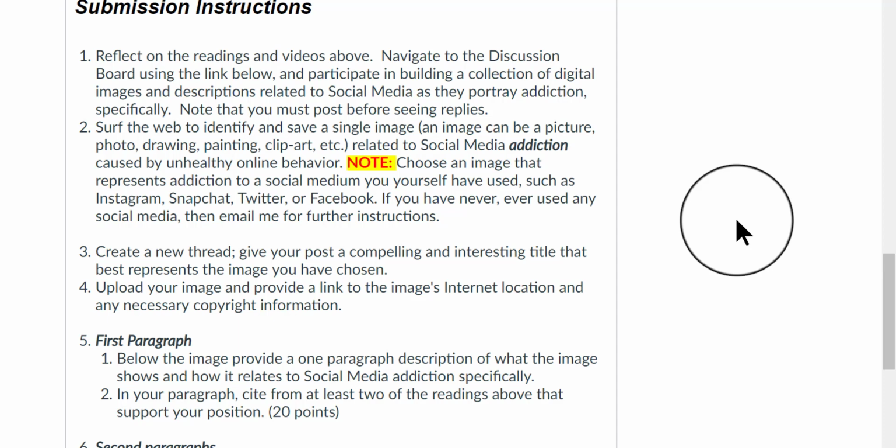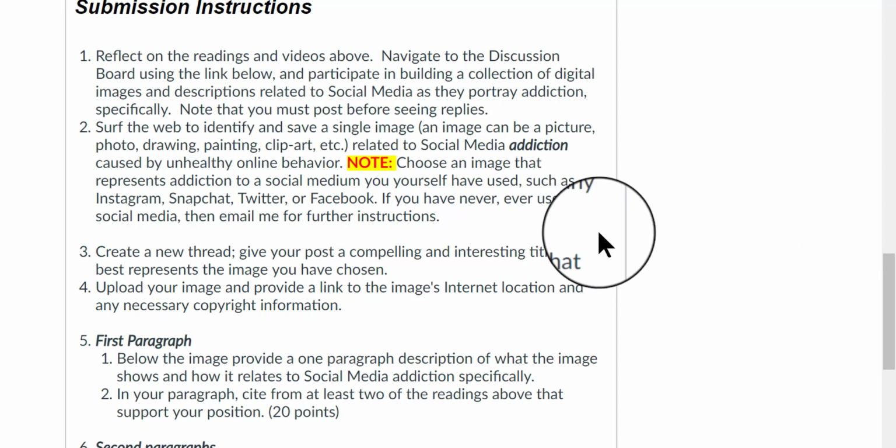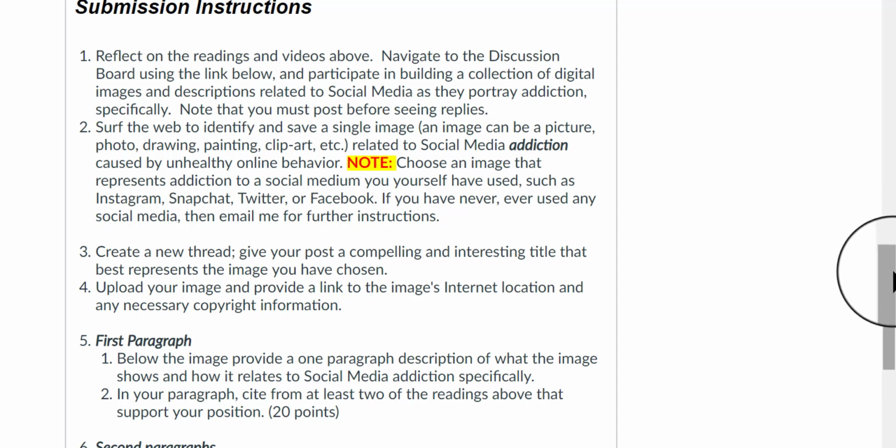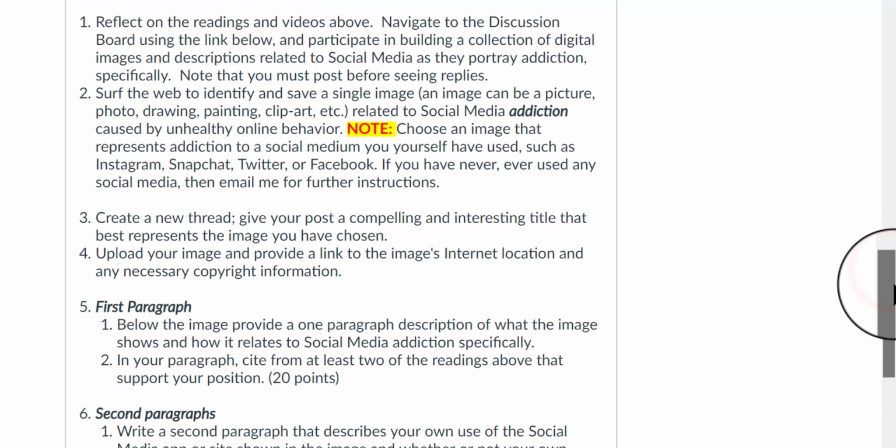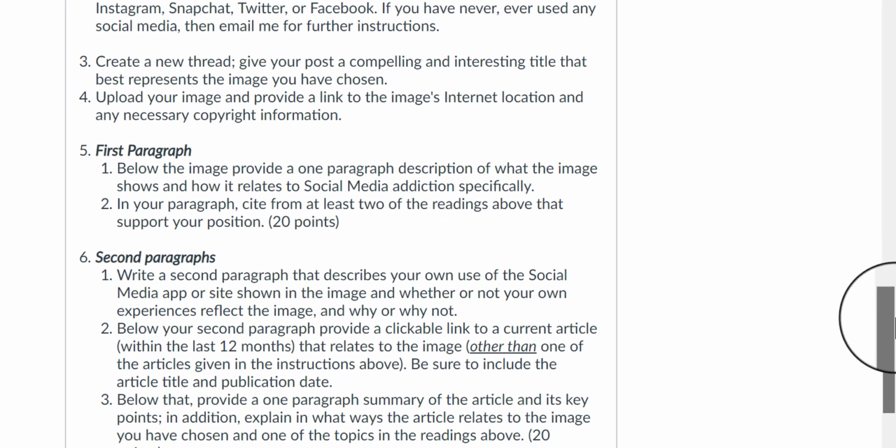You're going to enter your answer, write it out in the discussion board. You're not going to write a paper. This is not a paper to upload. This is a discussion you're going to post to. So watch very carefully.